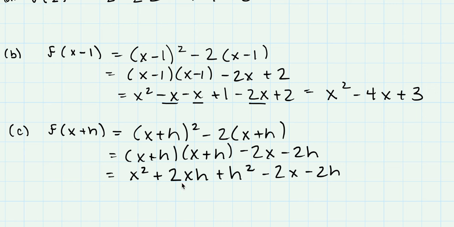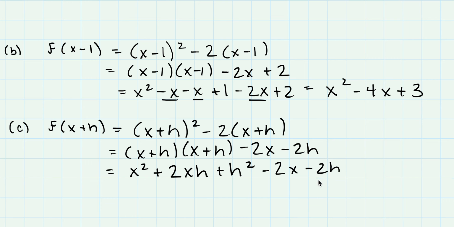You see that we either have different variables or different powers on our variables, so this is as simplified as we can get. So f of x plus h is x squared plus 2xh plus h squared minus 2x minus 2h.